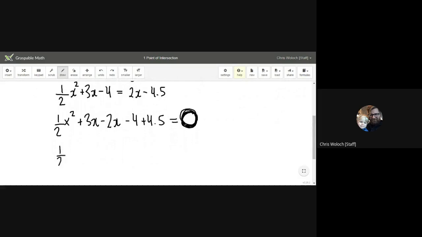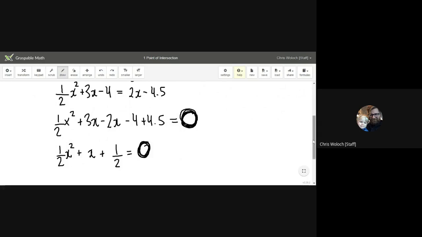So then this is going to be 1/2 x squared. 3 minus 2 is 1, so it's 1x. And then negative 4 plus 4.5 is just going to be 1/2. So I can write it as 1/2. Now, 1/2 you can also write as 0.5, because 1/2 gives you a perfect rational decimal.